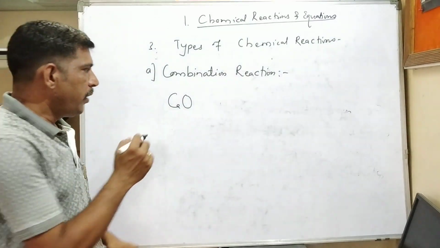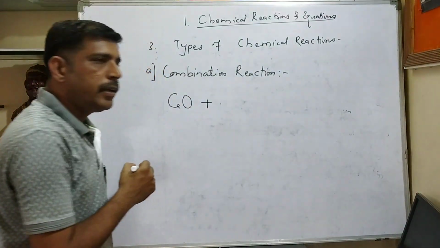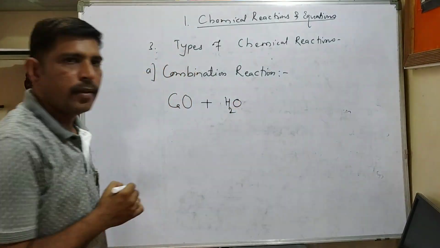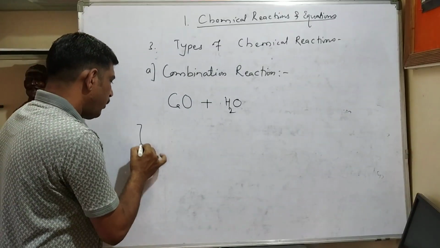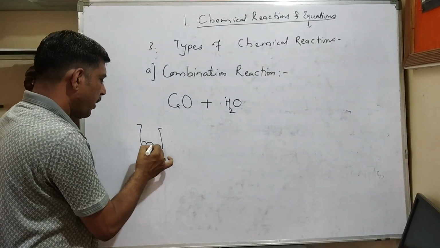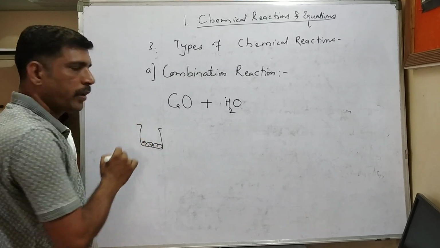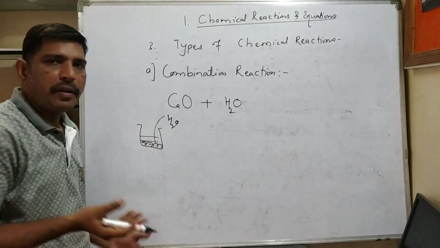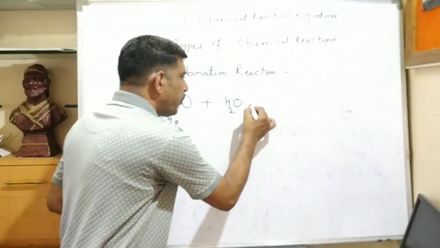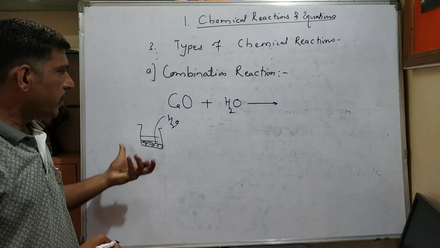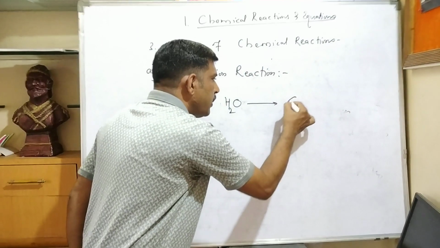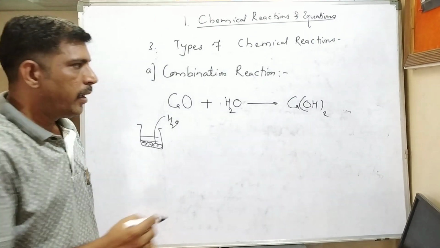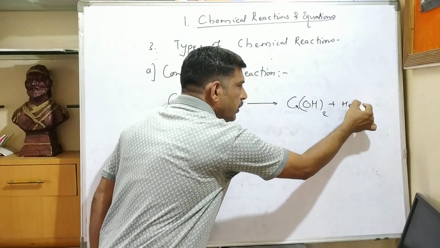Oxides of calcium. If I allow this calcium oxide to react with the water, it is a very simple reaction. Suppose I have taken pieces of calcium oxide in a beaker, a white colored material. Then I pour some water, and heat is evolved. After that we get a product known as Ca(OH)2, that is calcium hydroxide, and heat is also produced in this reaction.